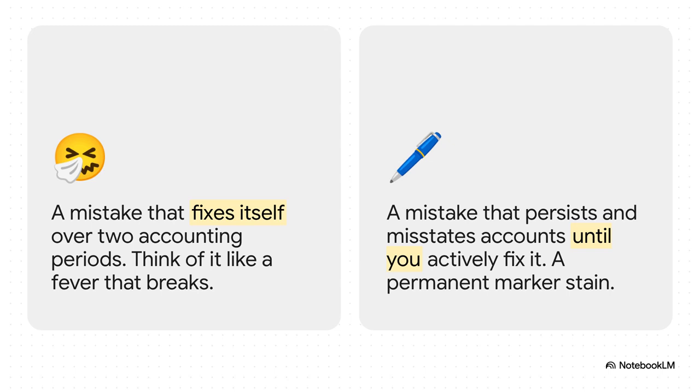On one side, you have counterbalancing errors. I love the analogy here. It's like a fever that breaks on its own. These are mistakes that, even if you do nothing, will automatically reverse themselves out in the next year. On the other side, you've got the really annoying ones, non-counterbalancing errors. These are like a permanent marker stain. They will mess up your books forever and ever until you get in there and manually scrub it out.